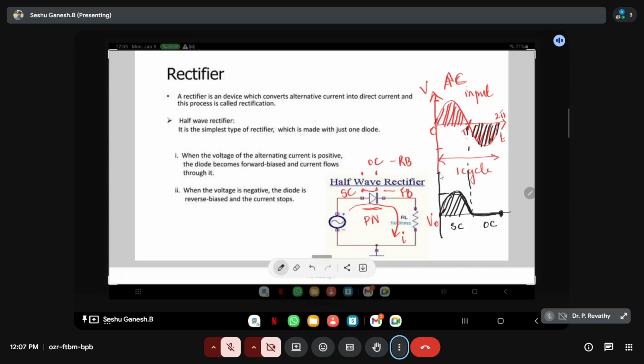Okay, when the AC voltage is positive, the diode becomes forward biased, and current flows through it. When the voltage is negative, the diode is going to be reverse biased, and the current will stop flowing there, and the circuit will behave as an open circuit.